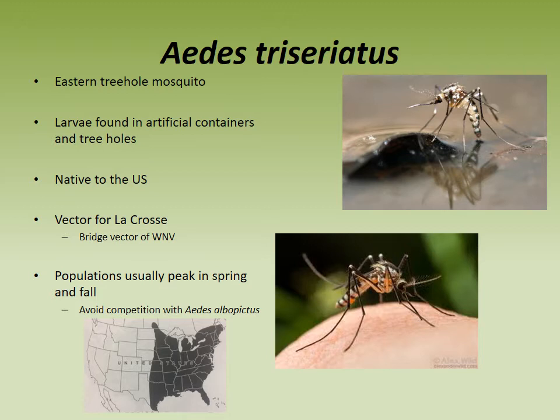that is going to be spreading La Crosse. They also can be a bridge vector for West Nile virus. Populations usually peak in the spring and fall, but you'll find them throughout the whole season. But I feel like they're currently in competition with albopictus, and so when albopictus numbers peak, then the triseriatus populations kind of fall. So they're being found more in the spring and the fall when albopictus numbers are lower.